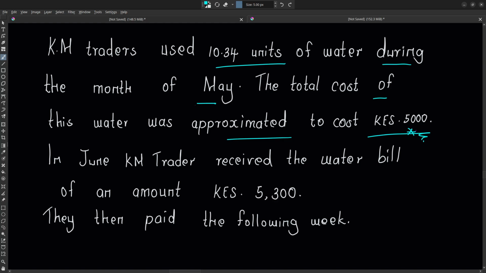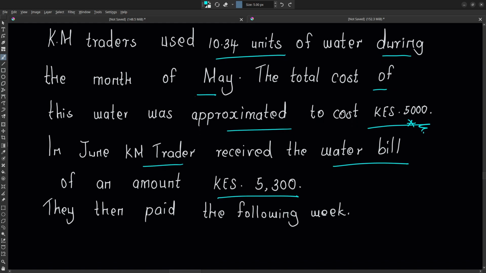So in June, KM Traders received the water bill, the invoice, of amount 5,300. Now they have received the actual cost that they incurred on water during the month of May. But when was this water incurred? The cost was incurred in May, okay, because that is when the water was used. They then paid this amount the following week, now that they have received the invoice. How do we go about recording this?